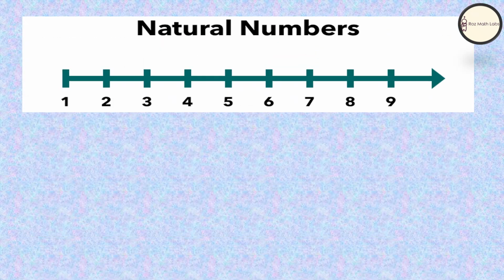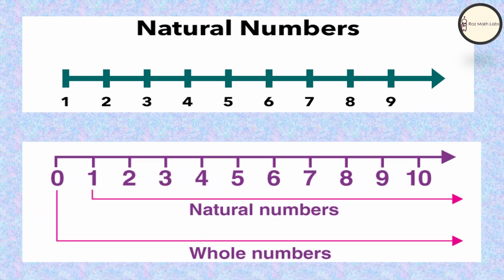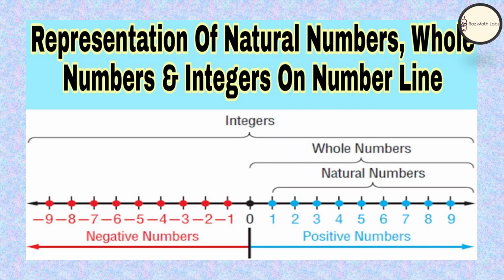Let us see these sets of numbers on a number line. Natural numbers from 1 onwards. Whole numbers from 0 onwards. Then we have integers, which is made up of negative numbers, positive numbers, 0. So natural numbers are a subset of whole numbers, which are further a subset of integers.